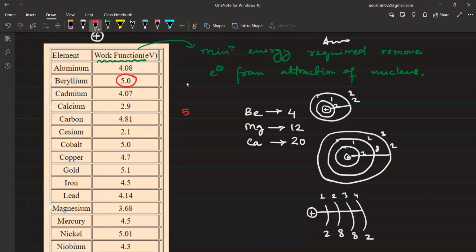It requires 5 electron volts. Magnesium requires a bit less, 3.68 electron volts. Calcium requires even less, 2.9 electron volts. So now you understand what is photoelectric effect and work function and how it is related to the electrons present in different atoms and electrons present in different shells of our atom.